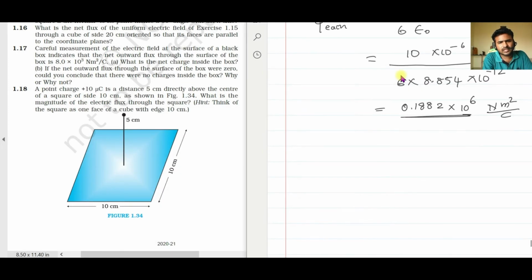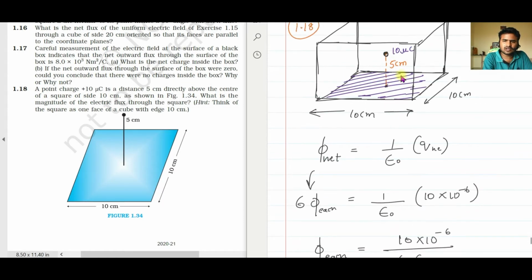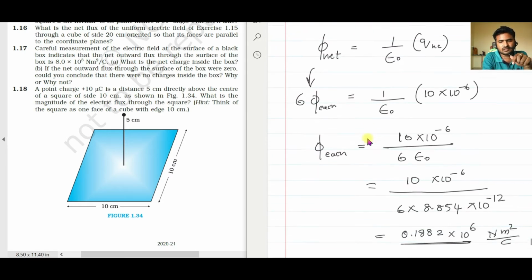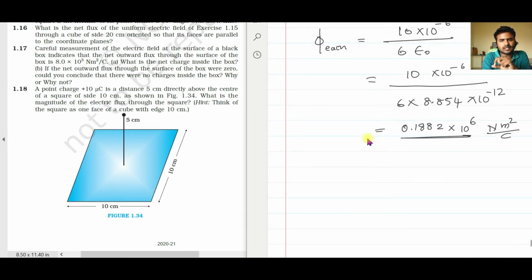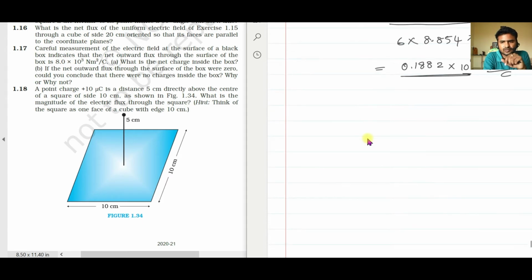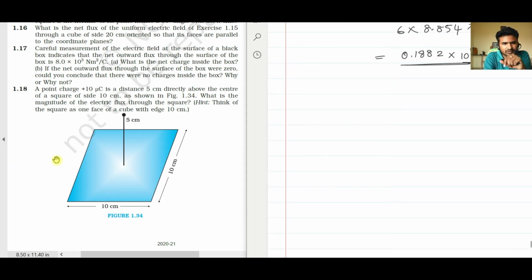Similarly, they can also ask, they will keep a charge at the corner of this cube. Somewhere here they will keep a charge, and they will ask you to find out how much is the total flux through the cube. These kinds of questions I've already solved in the theory when we discussed problems on Gauss law especially. I will also leave the link in the description, as I've already told. You can go and find it there. Right, so now we will move on to the next question.